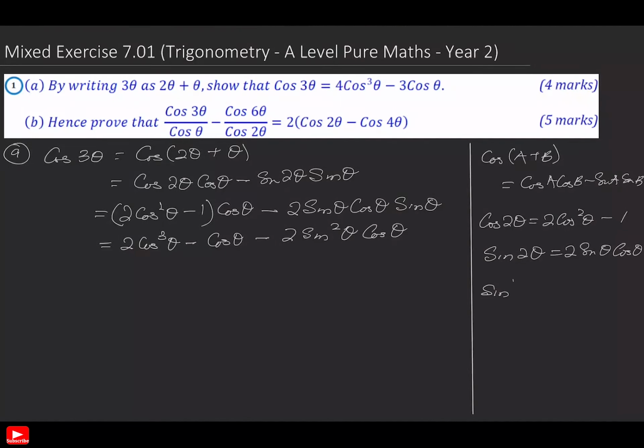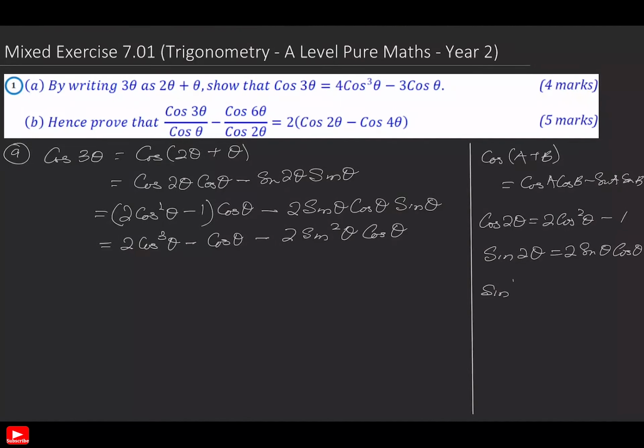Question 2. Given that alpha and beta are acute angles, such that sine alpha is equal to 2 over root 13 and sine beta is equal to 1 over root 5, find without using a calculator the exact value of sine alpha plus beta. So we need the exact value of sine alpha plus beta.